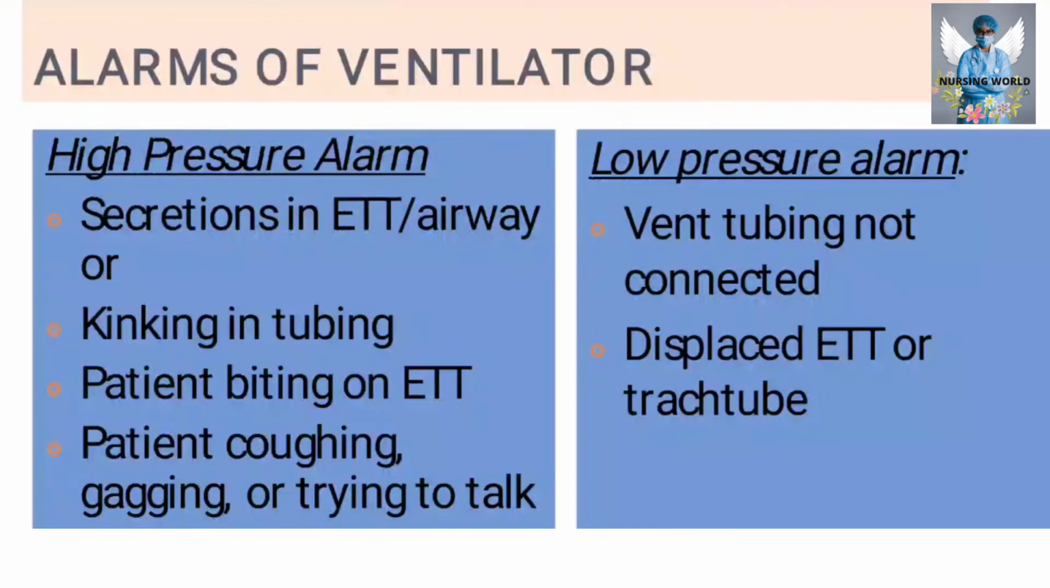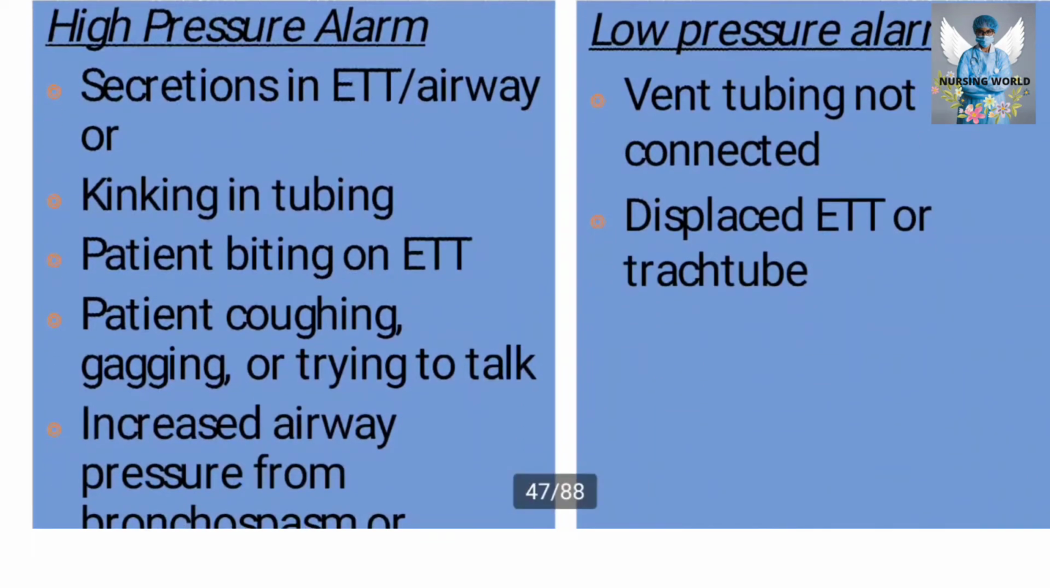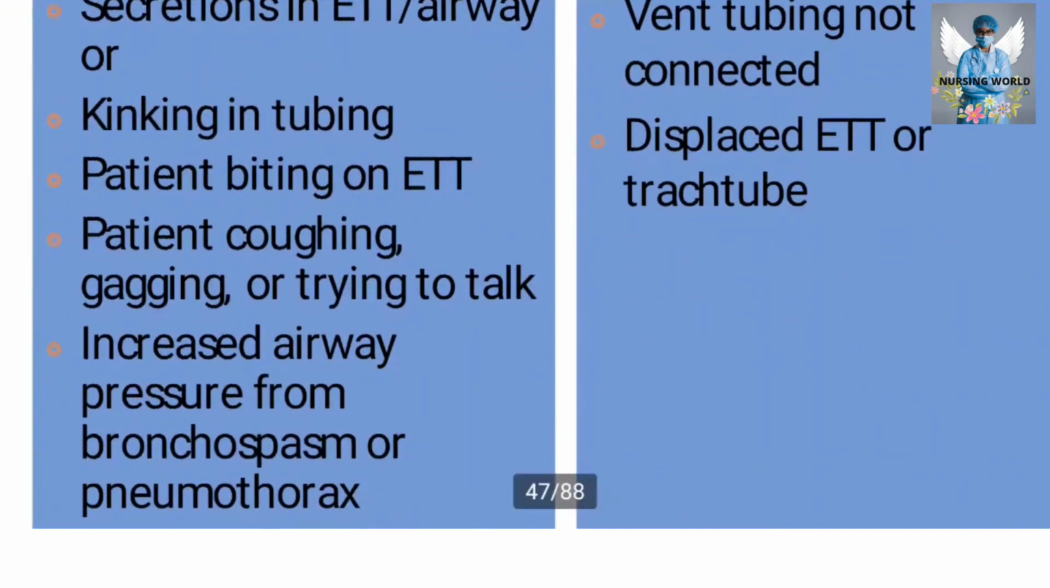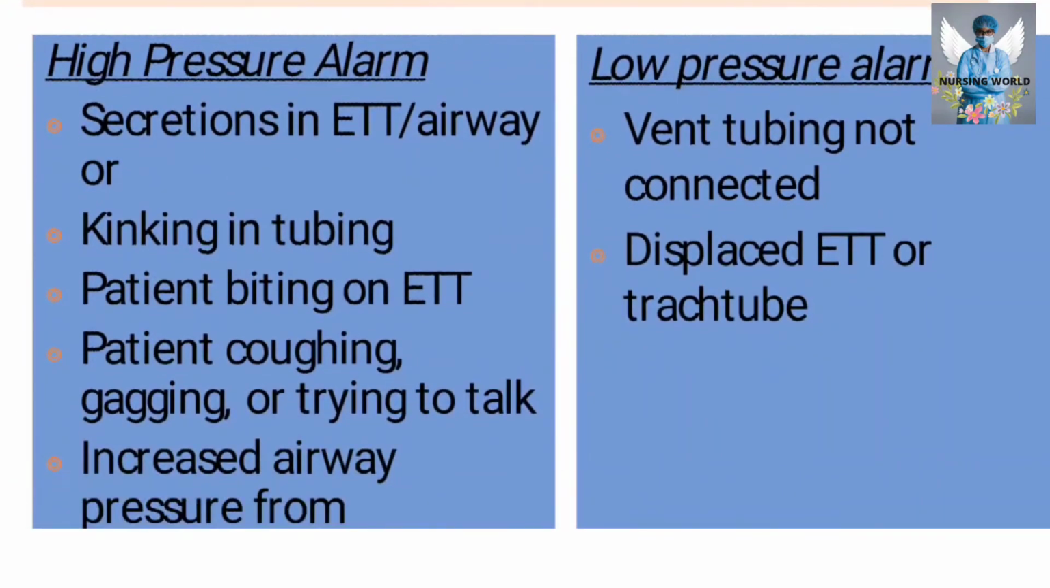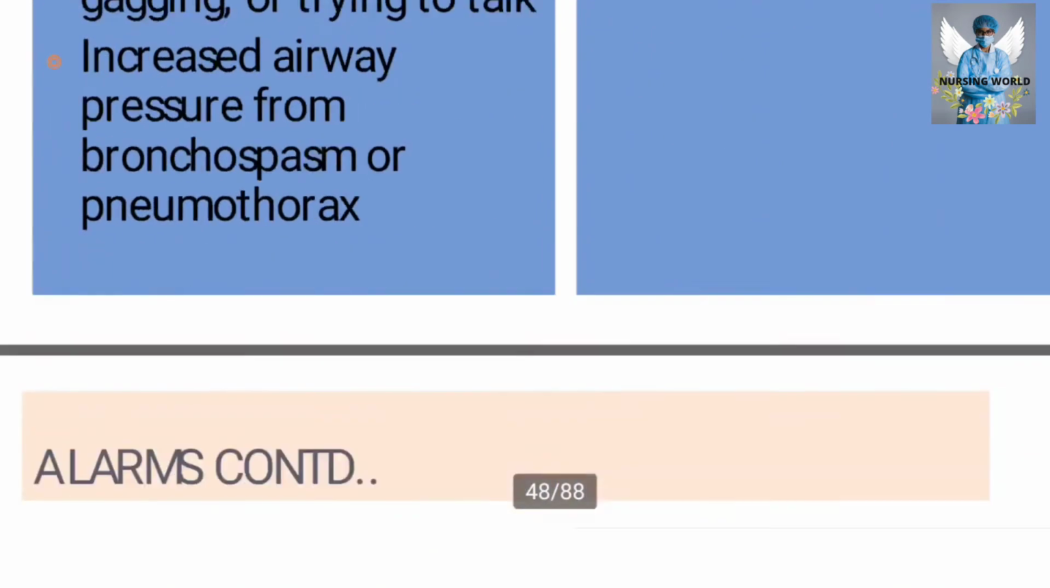Next we will see the alarms for the ventilators. They are divided into higher pressure alarm and lower pressure alarm. A higher pressure alarm is caused by secretions in the ETT tube and airway, or kinking in the tubing, patient biting the ETT, patient coughing, gagging or trying to talk, and increased airway pressure from bronchospasm and pneumothorax. A lower pressure alarm occurs when the tubing is not connected or the ETT or tracheal tube is displaced.